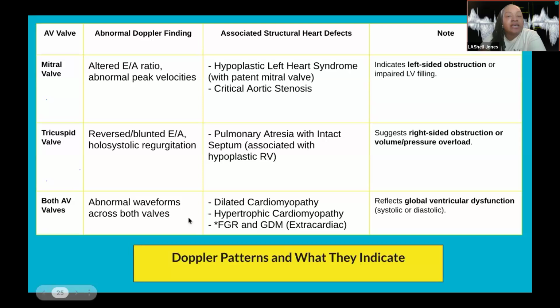Now, what if you assess both sides to be abnormal? In that case, that's usually seen in either dilated cardiomyopathy or hypertrophic cardiomyopathy, and it's even seen in some extracardiac settings, whether it's fetal growth restriction or, in some cases, gestational diabetes. Overall, it reflects a global ventricular dysfunction on both sides. Okay.